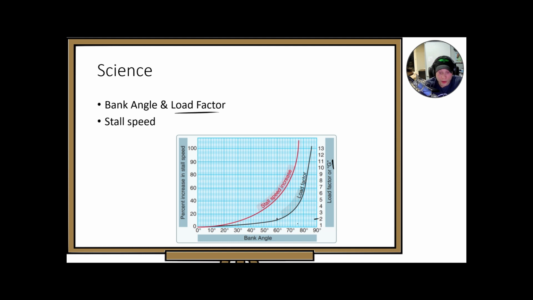If you roll into an 80-degree angle of bank, it's going to be about 6 G's. And you're going to feel that. You're going to feel yourself getting pulled down into your seat. You're going to feel twice your own weight at 60 degrees angle of bank.